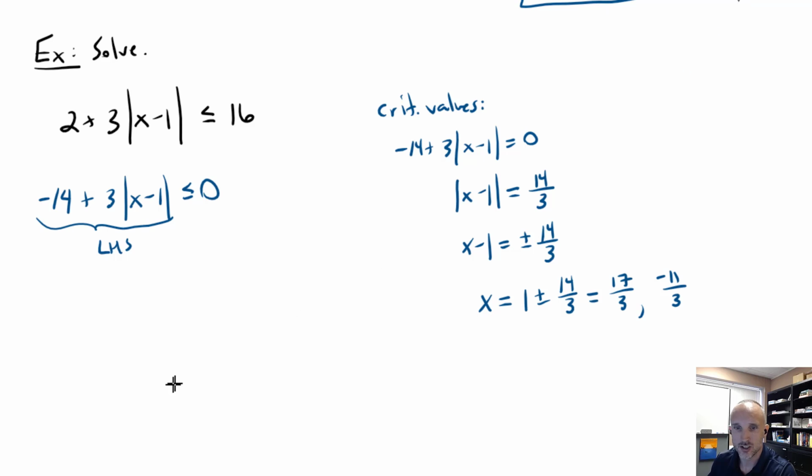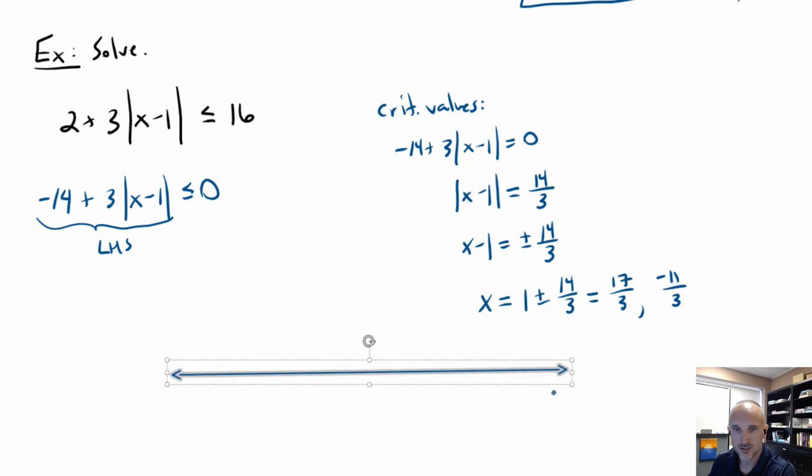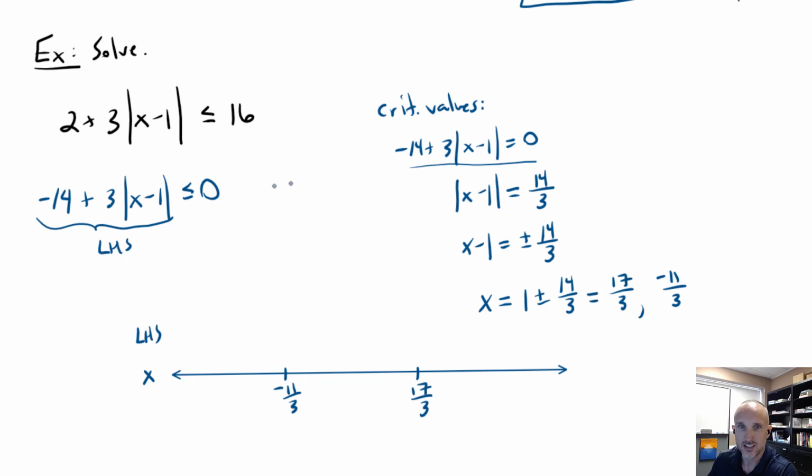So let's look at our sign chart. Negative 11 thirds is to the left. Positive 17 thirds is to the right. And we already know that if we use either of those critical values, then the expression on the left-hand side equals 0. And now we just need some test points. Let's plug in 0 first, between negative 11 thirds and 17 thirds.